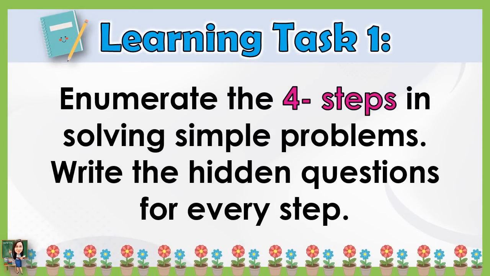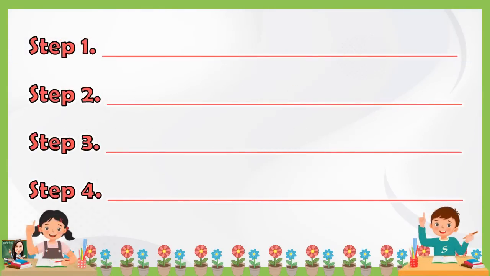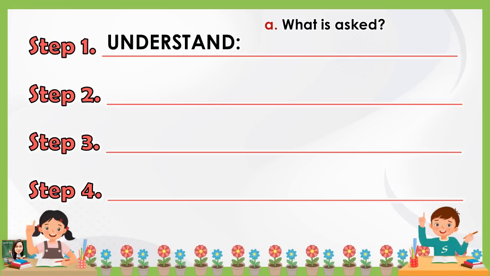Enumerate the 4 steps in solving simple problems. Write the hidden questions for every step. What are the 4 steps in solving word problems? Very good! Step 1 is to understand. First, know what is asked, and second, know what are the given facts.